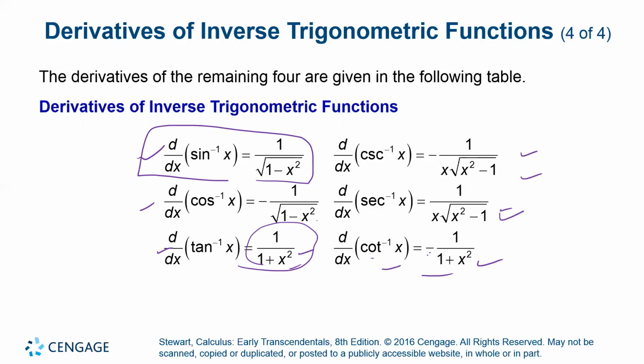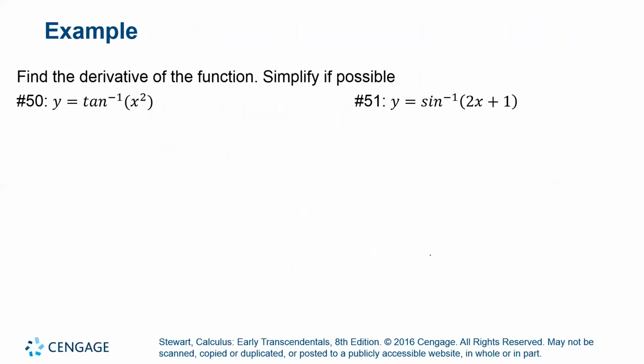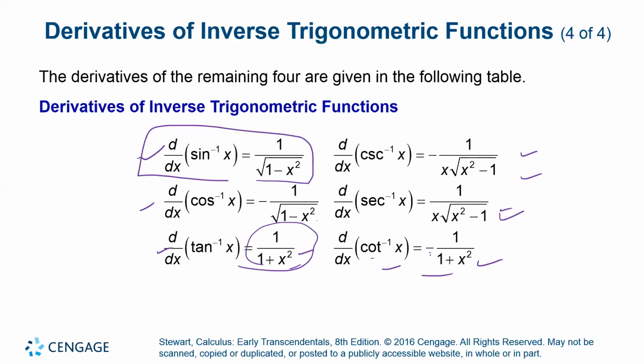So these are the six basic derivatives of the inverse trig functions. Now, the question is, how do we use these formulas, especially if you don't have just x here, but you have something like 2x squared? How does the formula differ, or how different will the formula be if you have something like that?